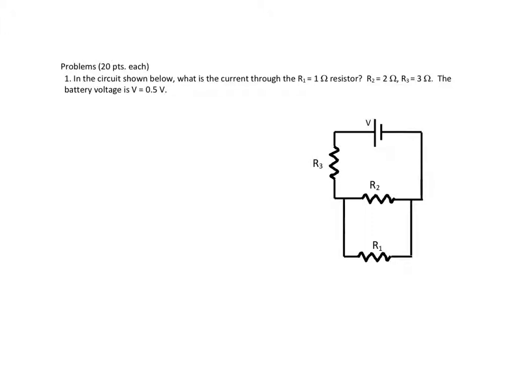In this problem, you're only asked for the current through the R1 resistor. You do not have to completely solve the circuit. But in order to determine that, notice that R1 is part of a parallel circuit of resistors here. So we need to determine the voltage across R1 in order to determine its current. The way I'm going to do that is I'm going to draw an equivalent circuit first, where I'm going to add these 2 resistors in parallel.